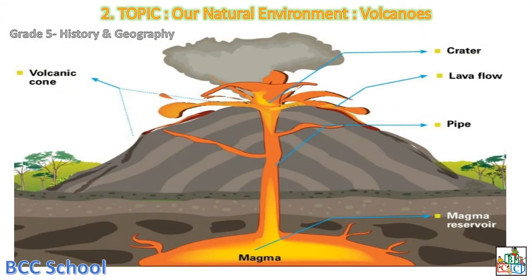Topic 2. Our natural environment, volcanoes. The picture shows a volcano. We have magma, pipe, lava flow, crater, and volcanic cone.